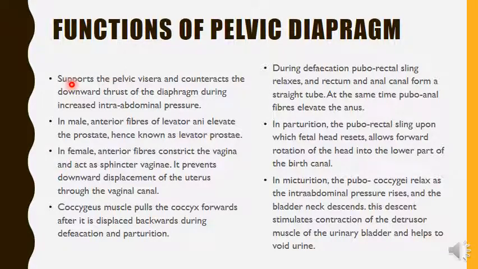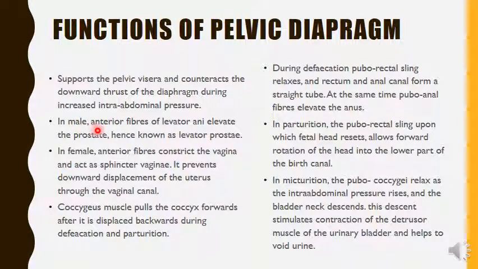One important function is that it supports the pelvic viscera and counteracts the downward thrust of the diaphragm during increased intra-abdominal pressure. Like during defecation, micturition, sneezing, in all these conditions the intra-abdominal pressure is increased. So in those the pelvic viscera are supported, especially by the pubococcygeal part of the levator ani. So support of the pelvic viscera is one important function.